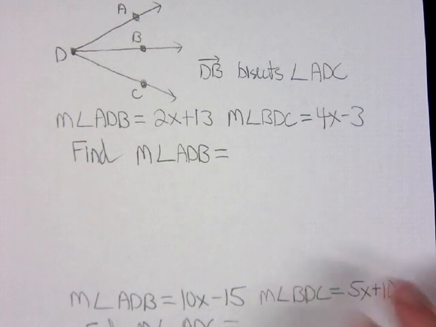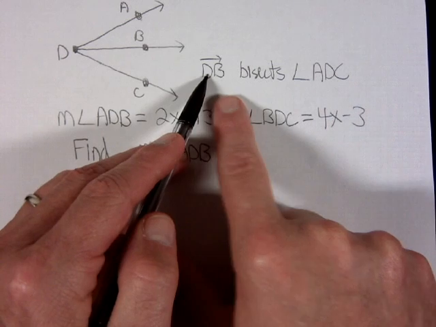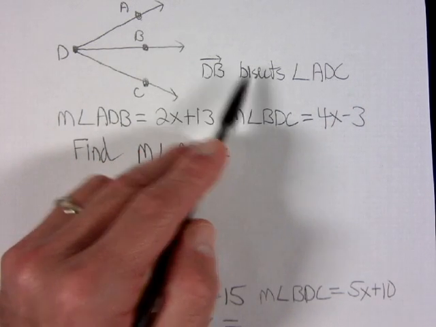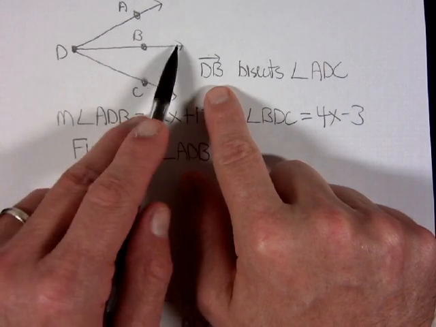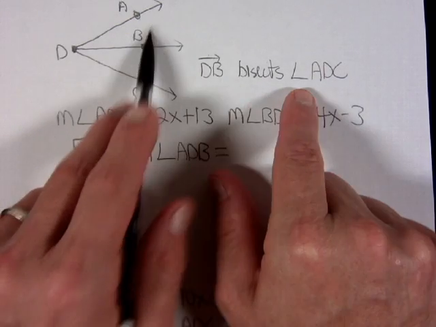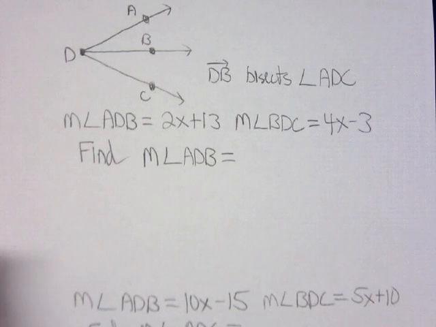All right? Here's the next diagram that we have to look at here. And notice in the diagram, it tells me that ray DB bisects angle ADC. Don't forget how to name these things. So this ray, remember bisect means to cut in half, so this ray cuts this angle in half.